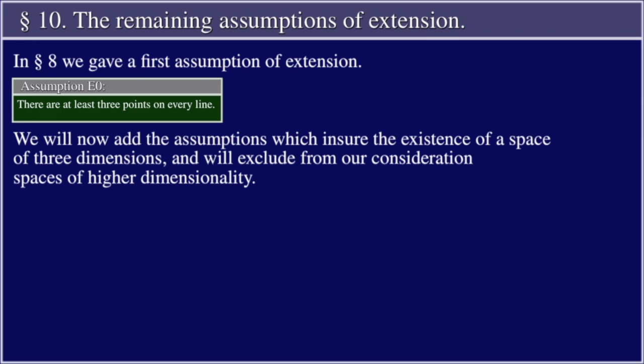In Section 8, we gave a first assumption of extension. We will now add the assumptions which ensure the existence of a space of 3 dimensions, and we will exclude from our consideration spaces of higher dimensionality.